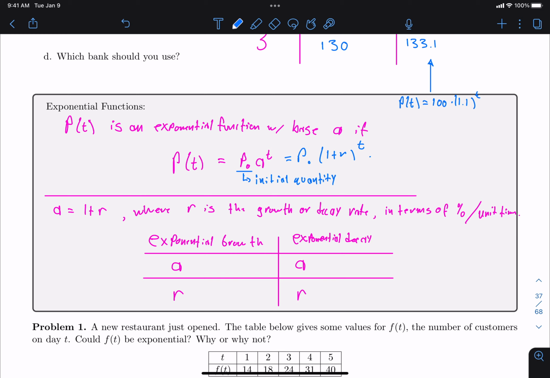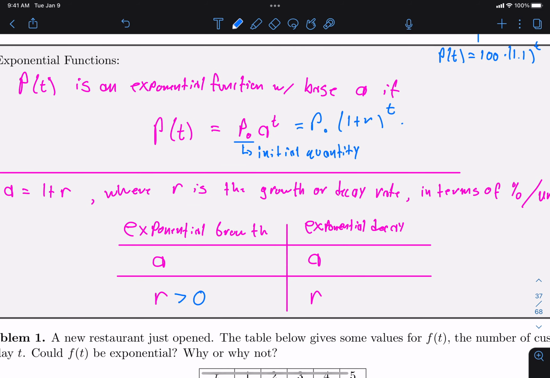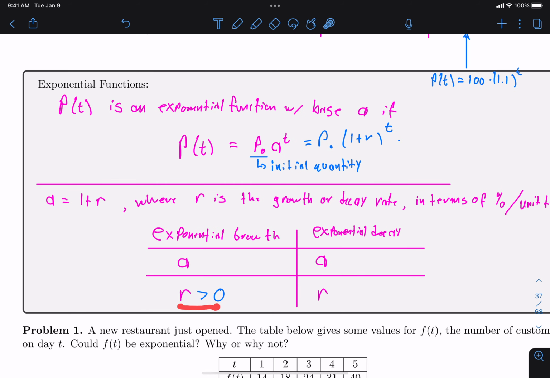Okay, so the next thing to understand is, when are we going to have exponential growth as opposed to exponential decay? For r, it's very simple. If r is a positive number, if our growth rate is positive, then we're experiencing exponential growth. But if r is a positive number, what kind of number is a going to be? It's going to also be a positive number, but can we say more? If r is larger than zero, and a is given by the sum of r and one, what's a going to be? Yeah, greater than one, right?